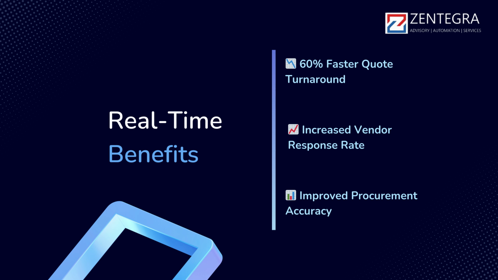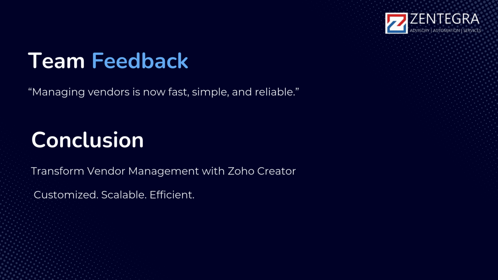The results were remarkable. Quote turnaround time dropped by 60%, vendor response rates improved, and procurement teams had accurate, real-time data at their fingertips. The client's procurement lead shared that managing vendors has never been this fast, simple, or reliable. This project highlights how manufacturing businesses can save time and gain control through smart automation. And Zoho Creator makes that transformation seamless.